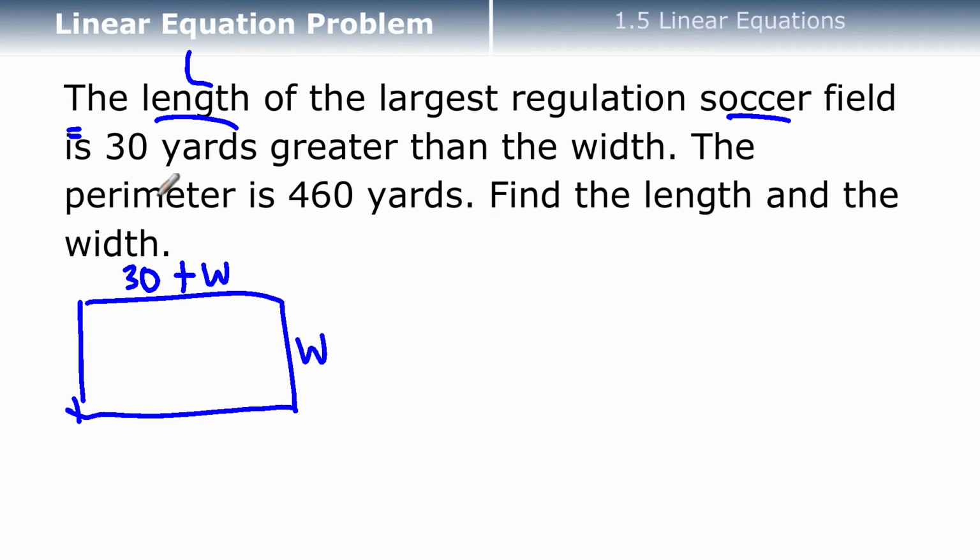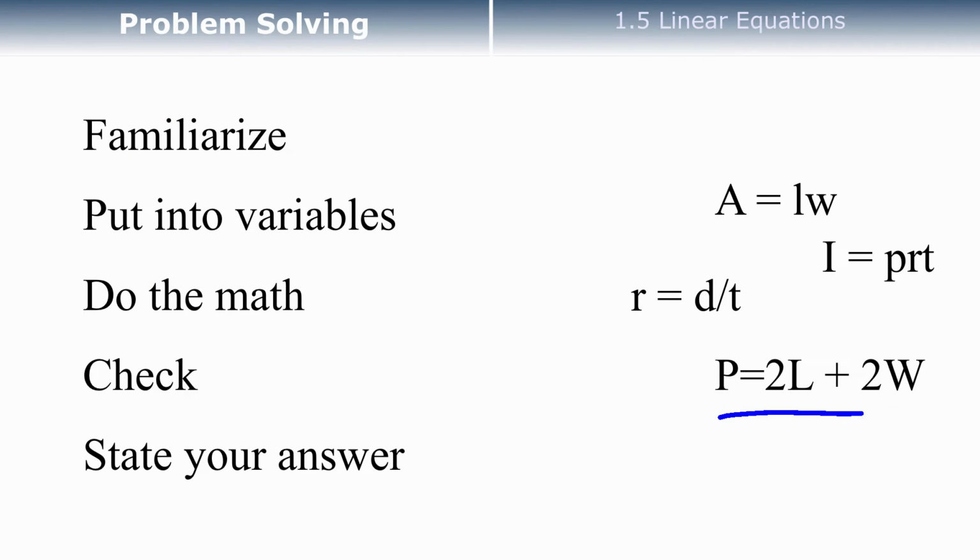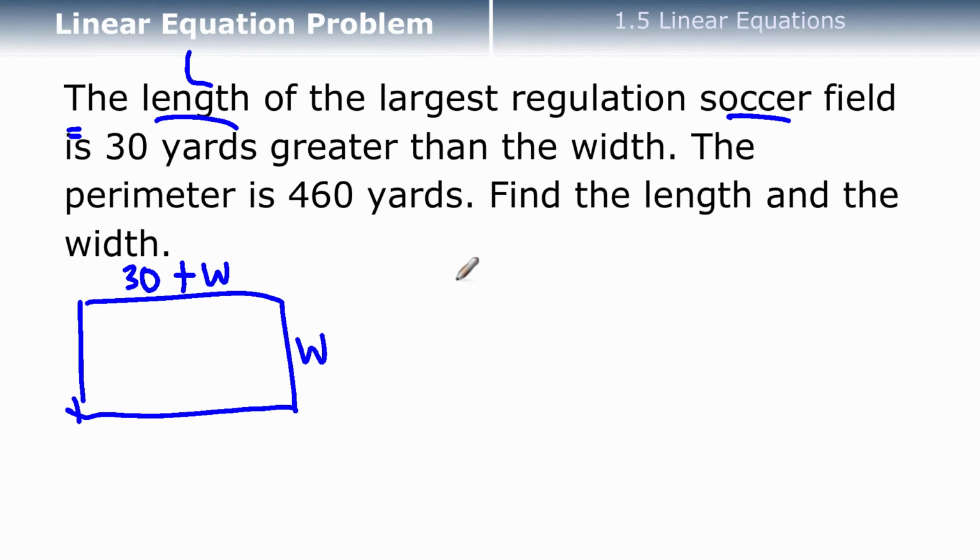Then they say the perimeter is 460 yards, and they want to know what the length and the width are. Well, you could probably try to rationalize and put some numbers in and just start guessing, but I can use some principles that I've seen before. Specifically, here's one that governs the perimeter of any rectangular shape. The perimeter is equal to 2 lengths plus 2 widths. That's my rule. Now I can plug things in.